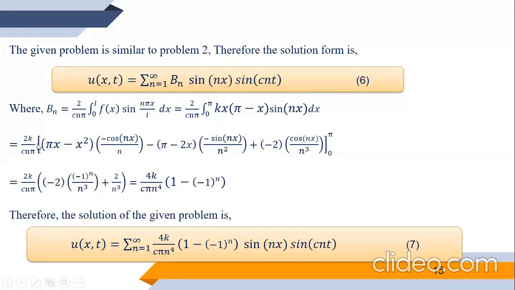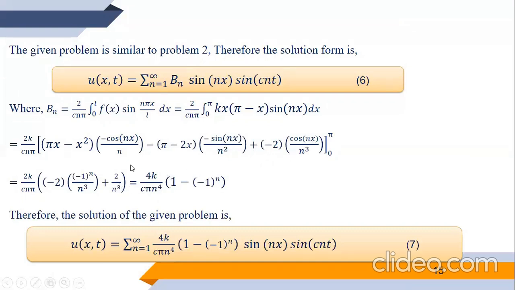Now x is replaced with pi, upper limit. So pi square minus pi square, this term is 0. Sin(n pi) is 0, so again this term is 0. So both terms are 0. Cos(n pi) is (minus 1) to the n. So the upper limit is minus 2 times (minus 1) to the n upon n cube. Lower limit, so this is 0. Again sin 0 is 0. Minus n minus, so plus cos 0 is 1, so 2 upon n cube.